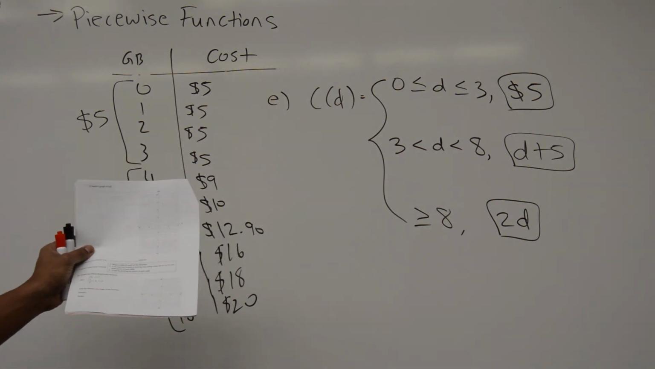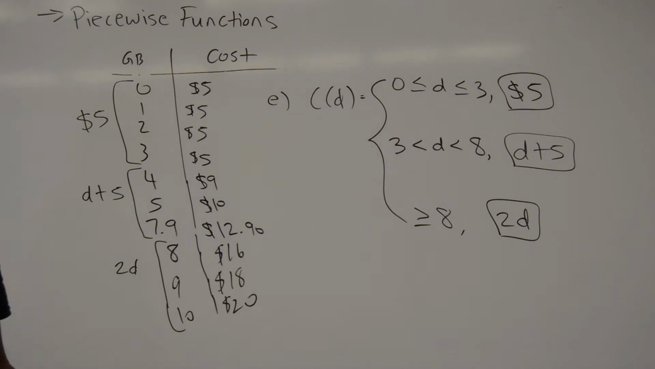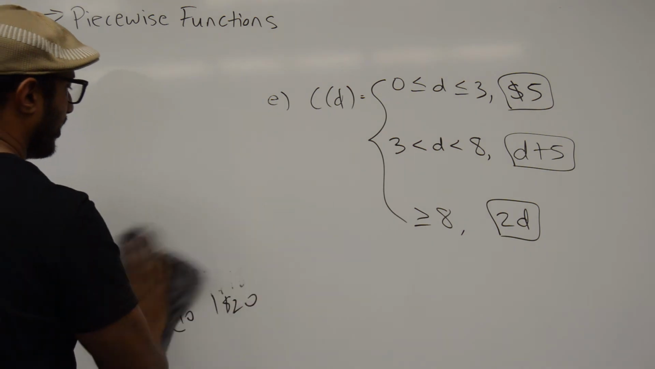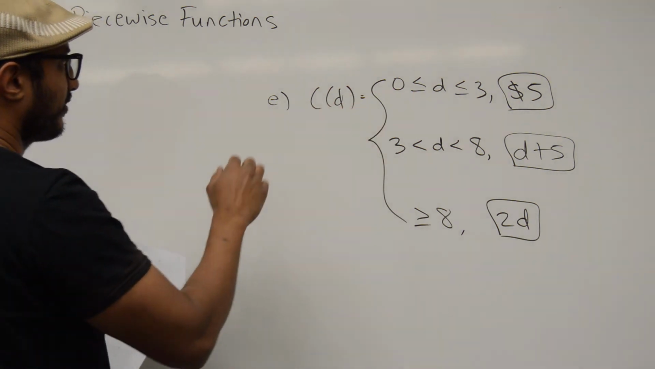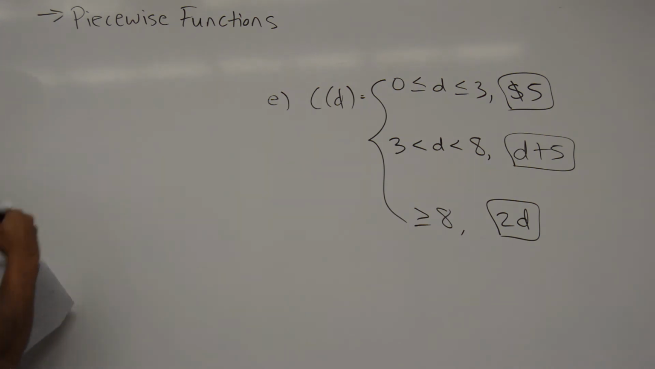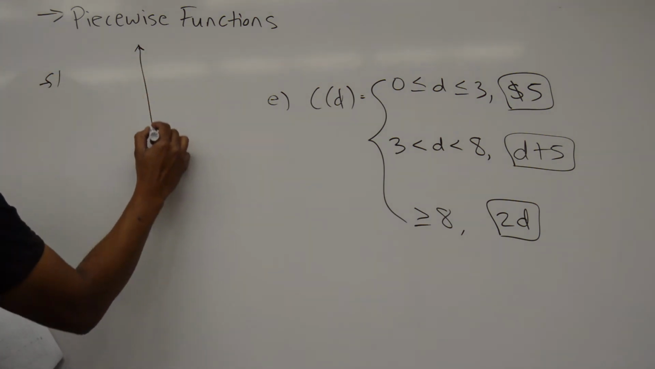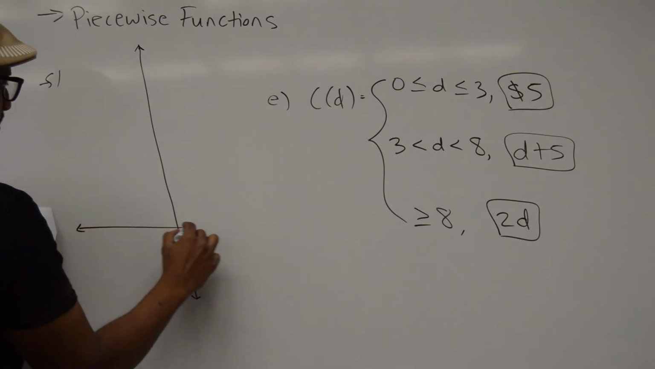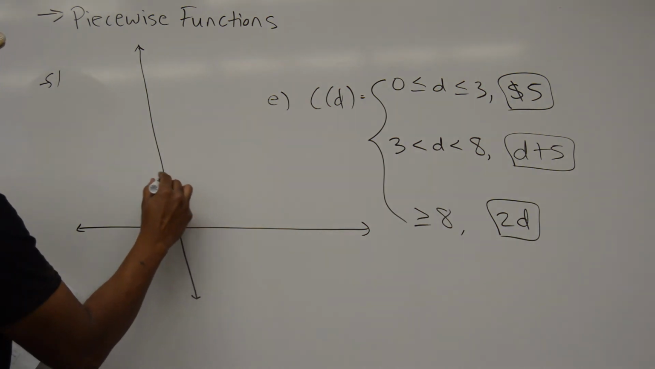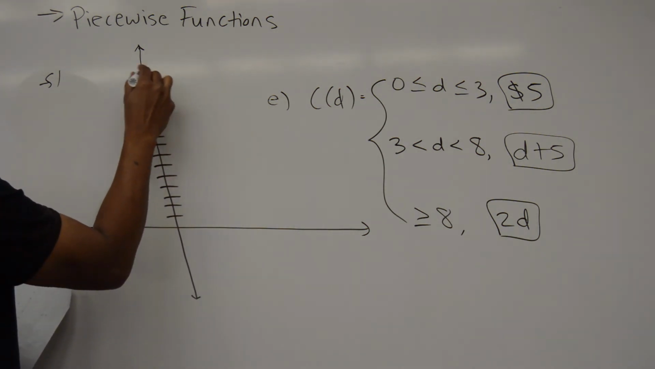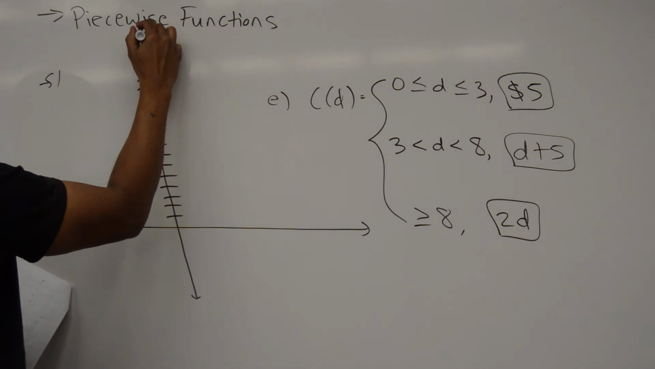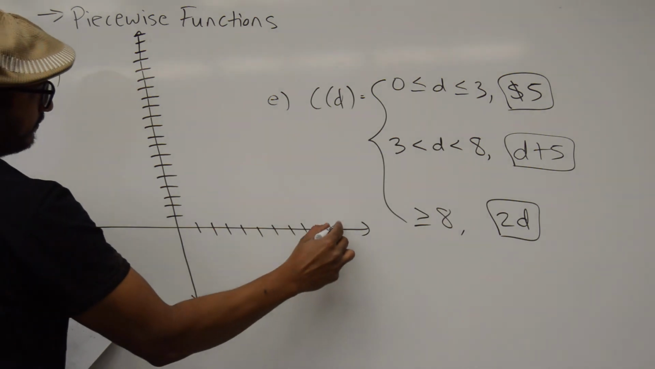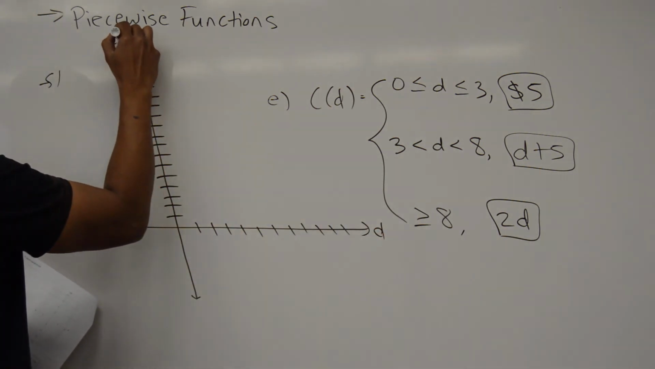So part F says, sketch a graph of C of D. Okay, so I'm going to get rid of all this and I'm going to replace it with a graph. So in part F, we want to graph this function, C of D. So I'm going to have this gigantic graph. And then I'm going to have all these x's here. So this is D, and this is C of D, which is my cost.